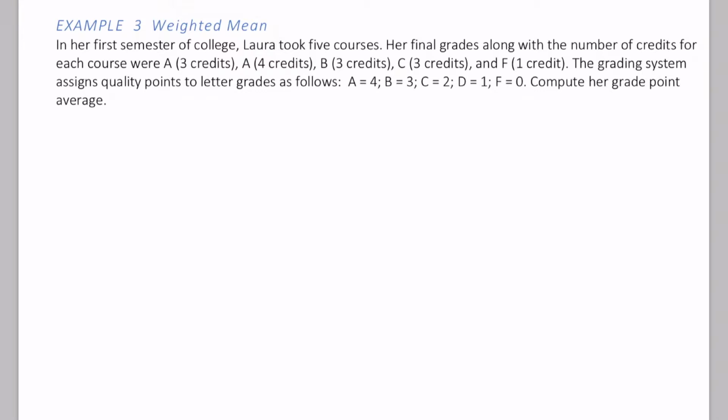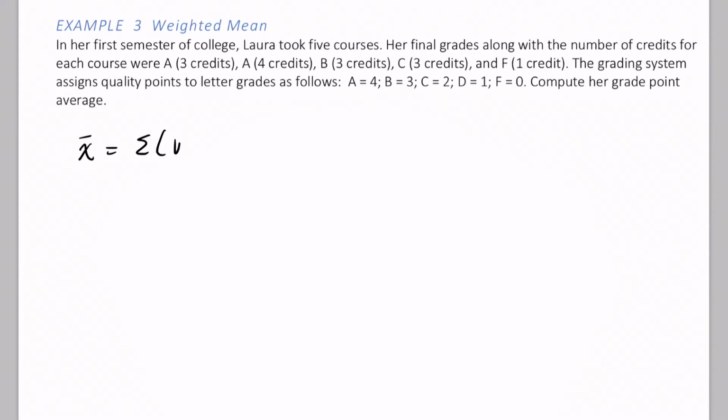Example 3, weighted mean. In her first semester of college, Laura took 5 courses. Her final grades, along with the number of credits for each course, were an A in a 3-credit course, an A in a 4-credit course, a B in a 3-credit course, a C in a 3-credit course, and an F in a 1-credit course. The grading system assigns quality points to letter grades as follows. An A is 4, a B is 3, a C is 2, a D is 1, and an F is 0. Compute a grade point average.